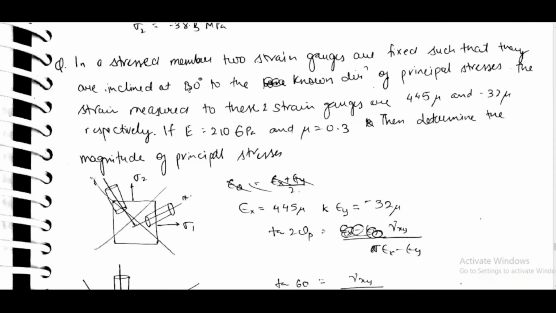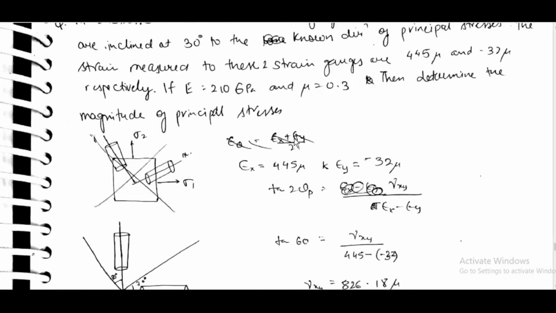In a stressed member, two strain gauges are fixed such that they are inclined at 30 degrees to the known direction of principal stresses. The strains measured by these two strain gauges are 445 micron and minus 32 micron. E is equal to 210. Find the magnitude of principal stresses.